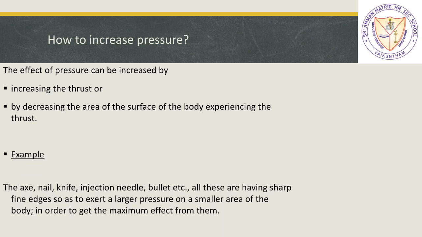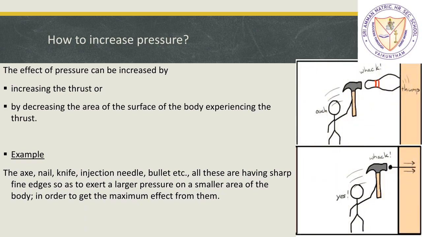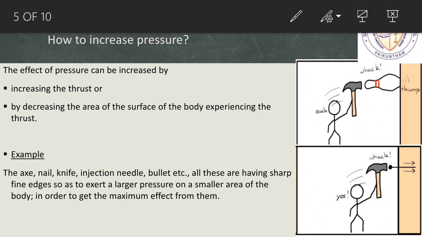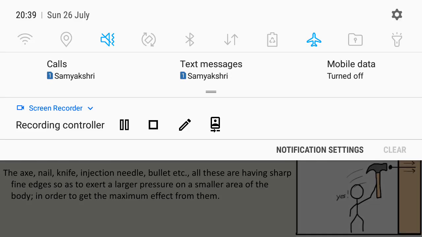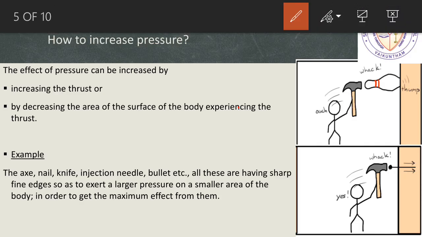For example, we all have seen an axe, nail, knife, injection needle, bullet, etc. All these have sharp, fine edges so as to exert a larger pressure on smaller area of the body in order to get the maximum effect from them. You can see in these two figures also. Here you can see one object which is not actually sharp at the edge. The other thing here is the needle, the one below.